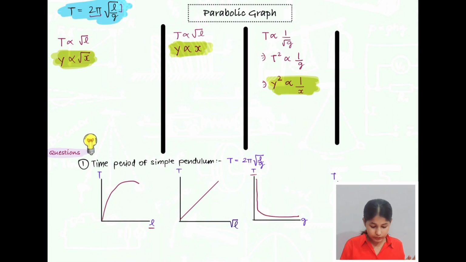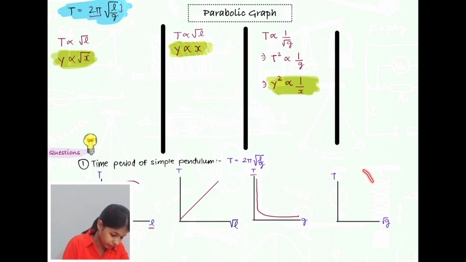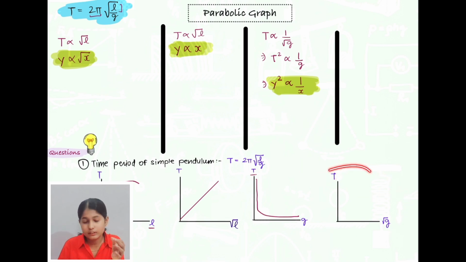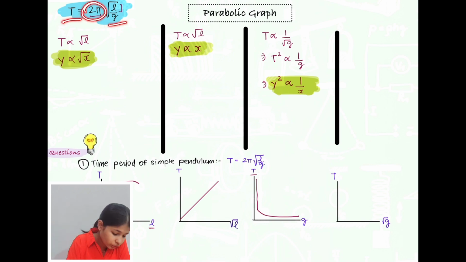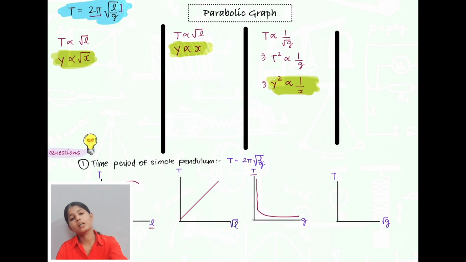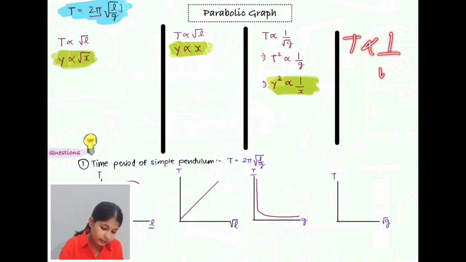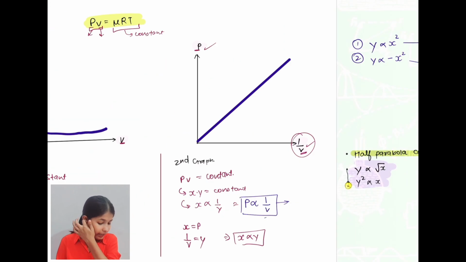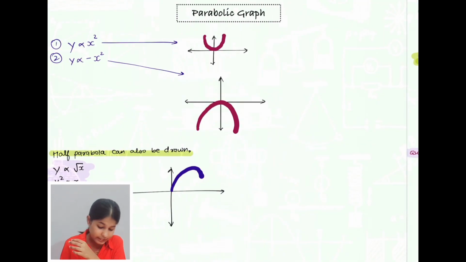Now I am going to give you the last question as homework, and in my next video I'm going to discuss this question. What you have to do is consider T and under root G. I'm going to give you a little hint. All other components of this formula will become constant, so T is directly proportional to under root G. Now you have to do the question, and you will get the answer soon in the next video.